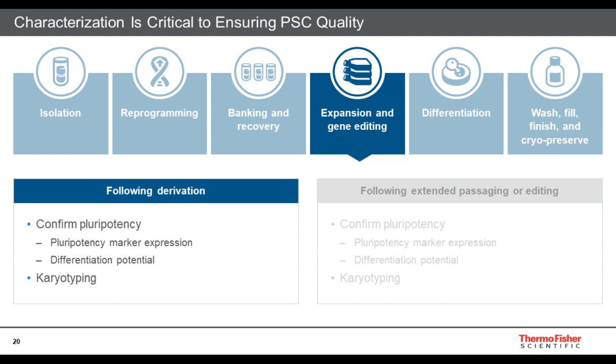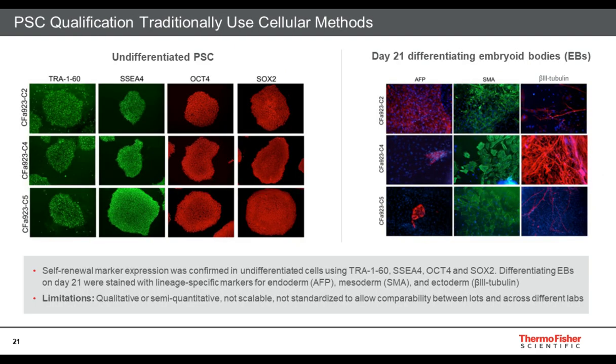So let's talk about the ways that you can confirm pluripotency and make sure that you have the ability to differentiate, as well as karyotyping.